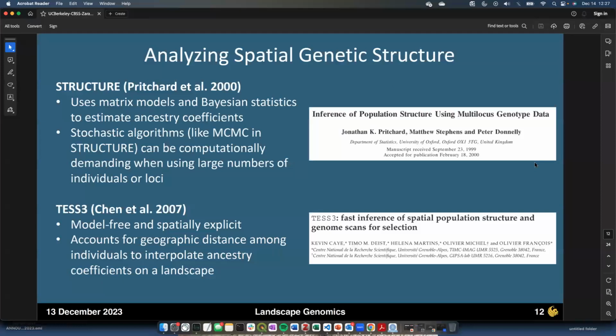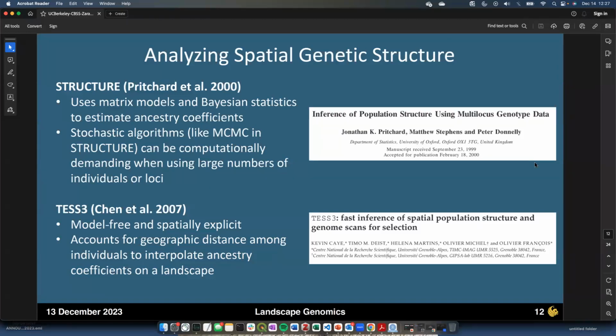But STRUCTURE was originally developed in 2000, and it's really powerful because it uses a Bayesian methodology to simulate ancestry coefficients and determine the ancestry coefficients that are most likely to represent your observed data. It's considered a stochastic algorithm, and it can be really slow because it's run using Markov chain Monte Carlo chains if you're using a lot of SNPs.